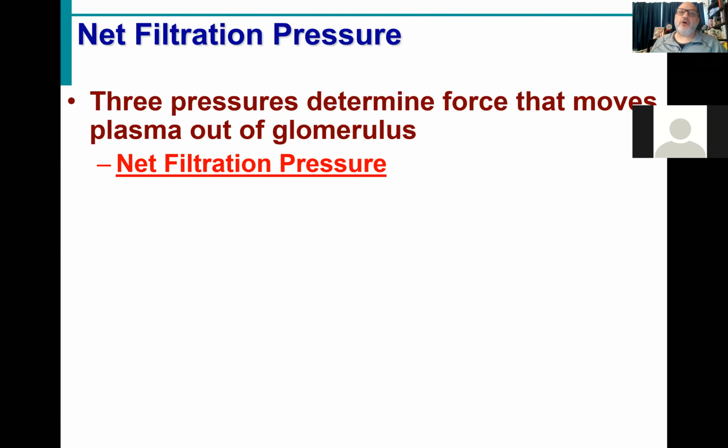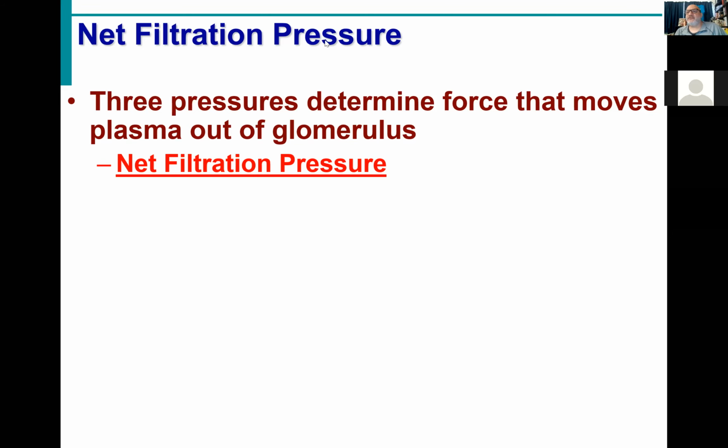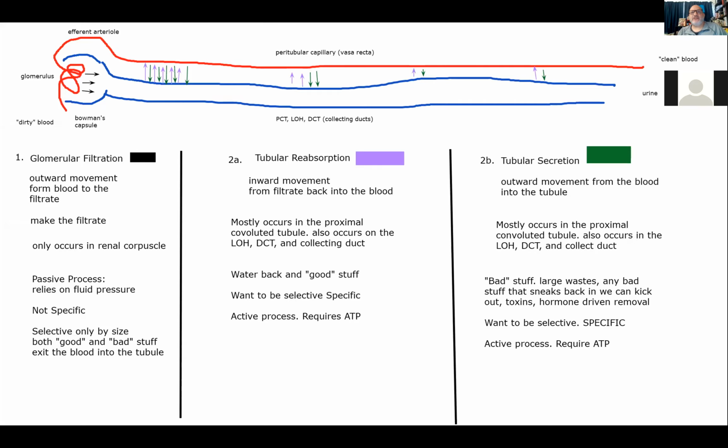Now, we know it is a filtration pressure because we are able to calculate those pressures. Now, if you remember correctly, let's go back to our whiteboard, and I did save this, so thank you for reminding me of that. Let's take a look at our capillary, and we'll change our drawing a little bit. So here is our glomerulus. Oh, hold on.